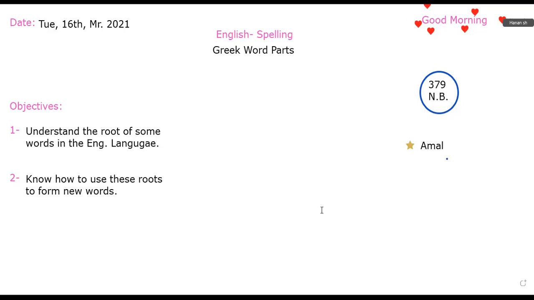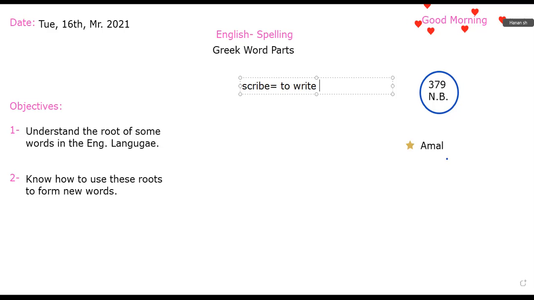Because we want to understand the root of some words in the English language, and we want to learn also how to use these roots to make a new word. Some of these roots that we have until now is the word scribe. Scribe in the Latin, it means what? It means to write. So for example, the word describe. Describe, it means to write something that you saw with your own eyes and write the description for it.